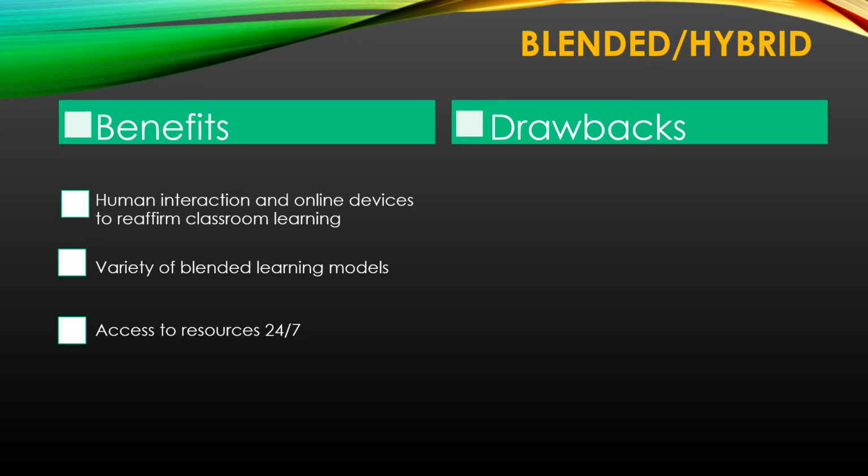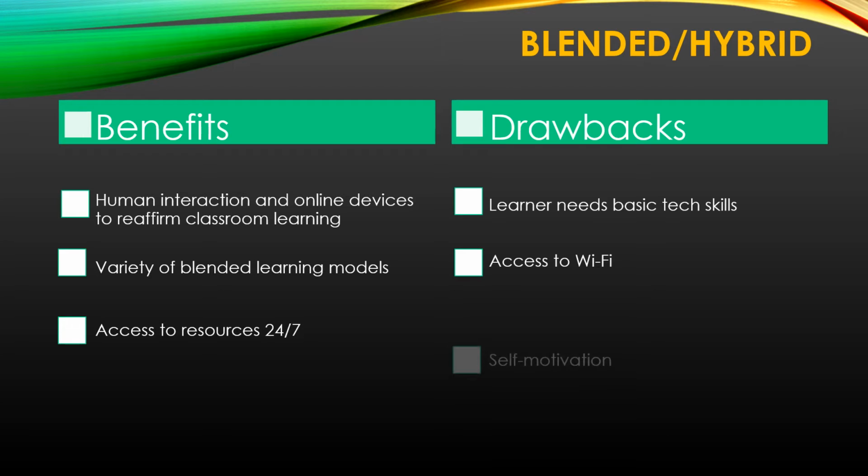Next, we have the drawbacks. Drawbacks, however, include learners needing some type of technical skill to operate and take advantage of all of the technological tools and devices that are available to them. Learners also need access to Wi-Fi. The inability to access Wi-Fi brings in a socio-economic barrier to blended or hybrid learning. And then lastly, the learner must possess some internal self-motivation so that they are intrinsically motivated to complete their online activities.